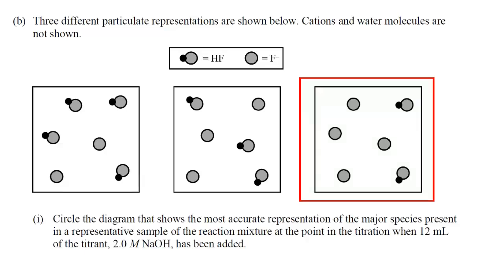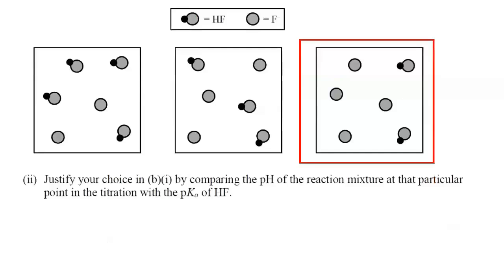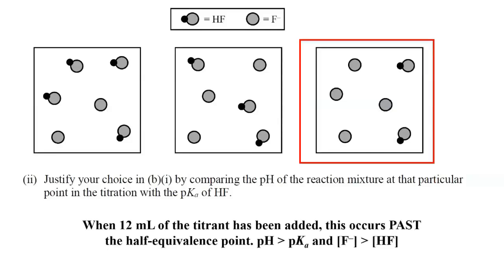So we've now answered part 1. We've circled the diagram that shows the most accurate representation of the major species present in a representative sample of the reaction mixture at the point in the titration when 12 milliliters of the titrant has been added. Part 2 is a justify your choice by comparing the pH of the reaction mixture at that particular point in the titration with the pKa of HF.